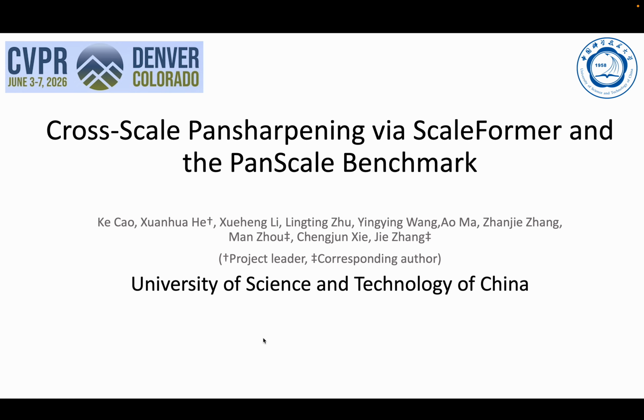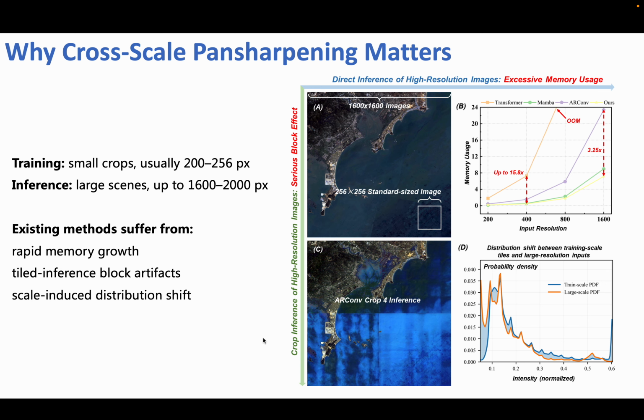I'm Kei Kao from University of Science and Technology of China. Today, I'll discuss our paper, Cross-Scale Pansharpening via ScaleFormer and the PanScale benchmark.